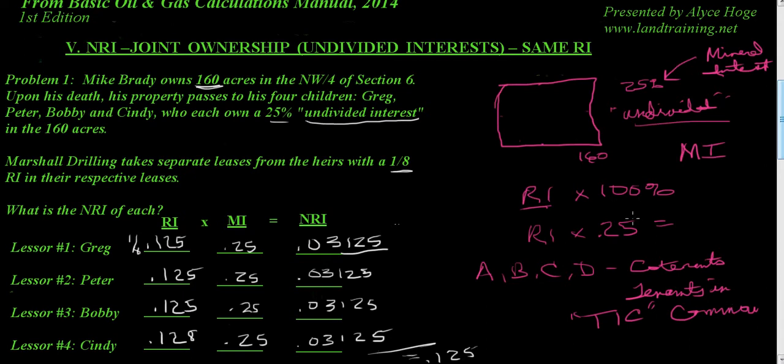That is called joint ownership, also known as undivided ownership interest or undivided interest, also called tenants in common, and sometimes it's called co-tenants. Those are all the same thing. What we're talking about is when more than one person owns an interest in the property and they own it together. They own it jointly. That's why it's called joint ownership. So now let's look at problem number 2 with respect to this undivided interest.